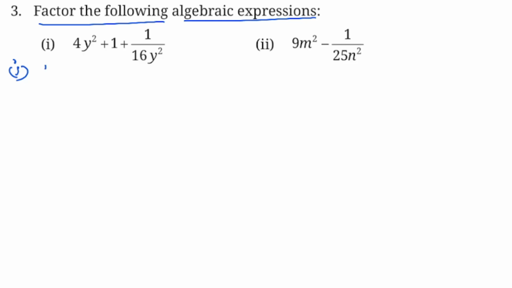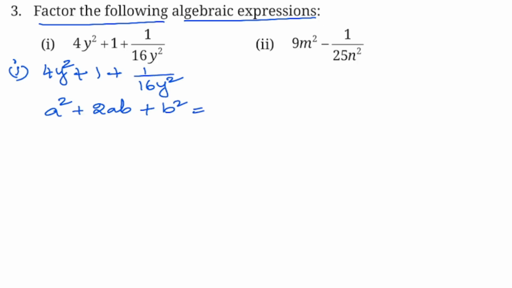In the first bit we are having 4y square plus 1 plus 1 by 16 y square. Okay, so for this, as you know, if you see this carefully, it's in the form of a square plus 2ab plus b square, which is equals to a plus b whole square. So that means first let us convert this.